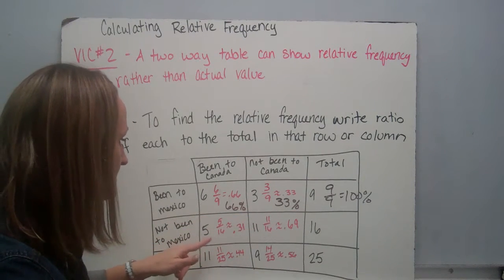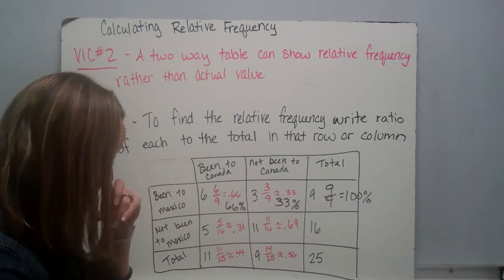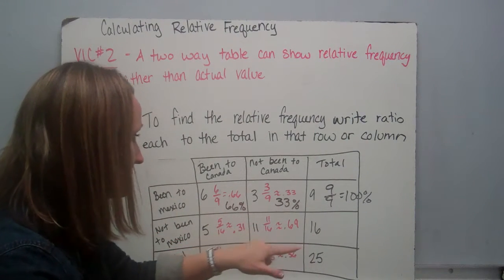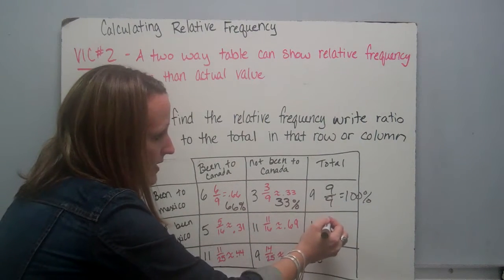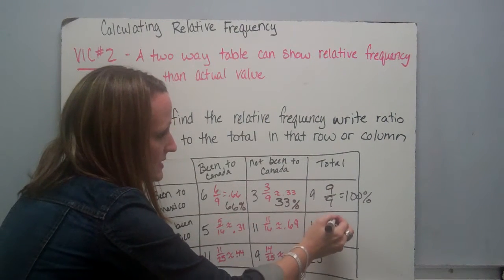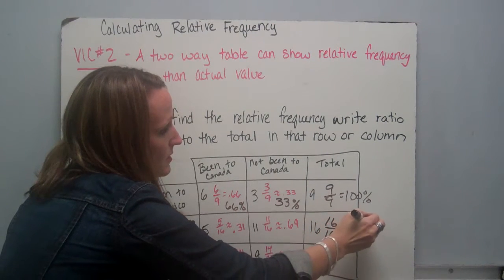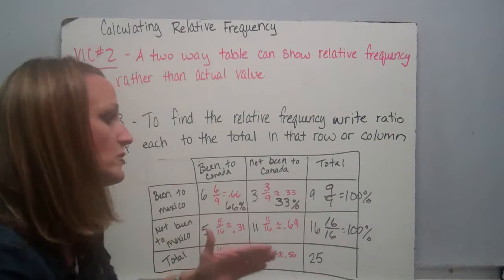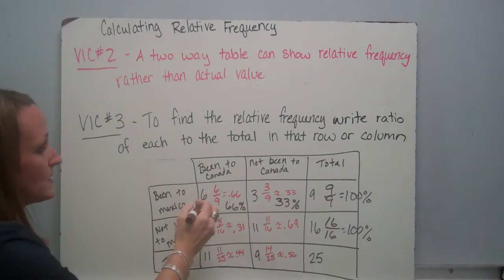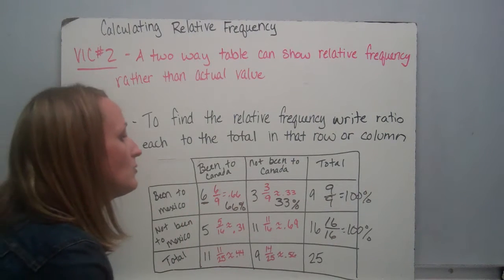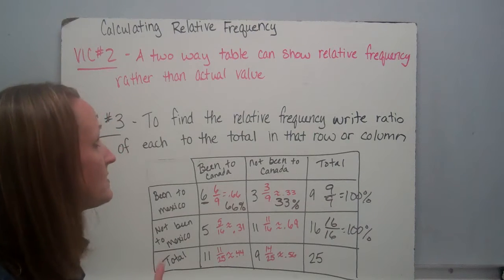This was 5/16 because we had 5 here and 16 here, which gave us 31 hundredths or 31%. 11/16 gave us 69%. But here, 5 and 11 gave us 16 sixteenths or 100%. So it's always going to add up across the top. So again, our relative frequency was this number from our row over the total number in the row. That gives you a relative frequency.